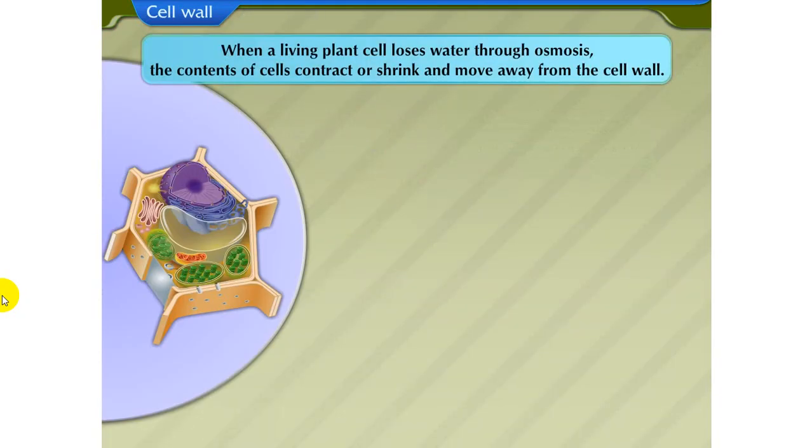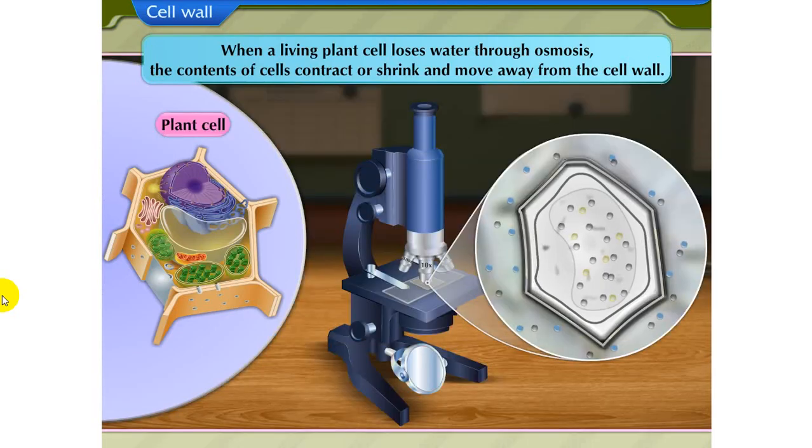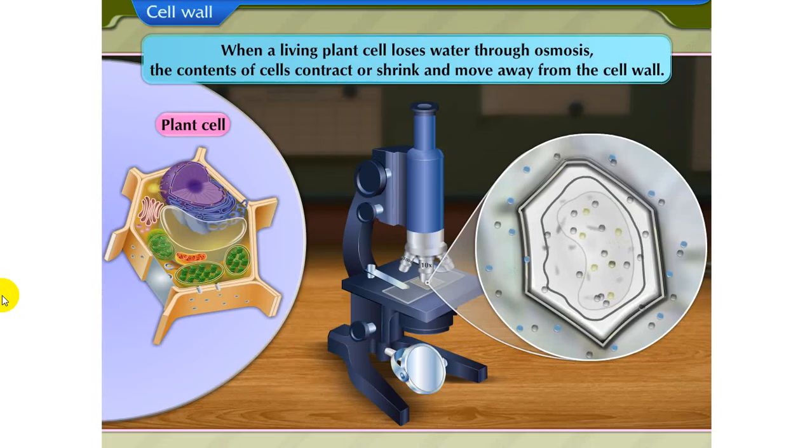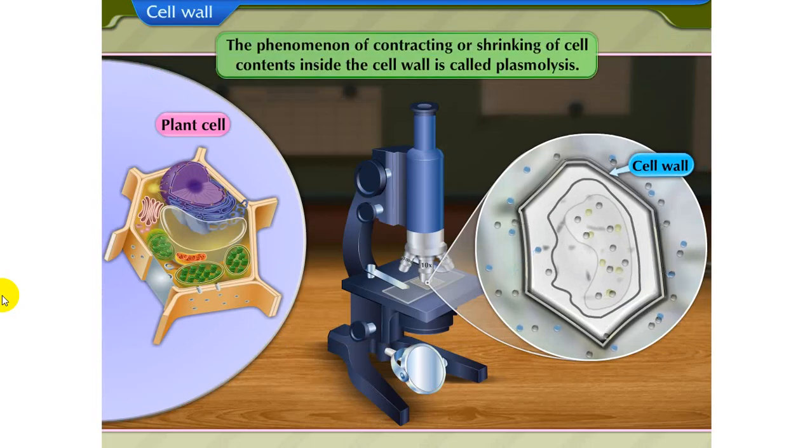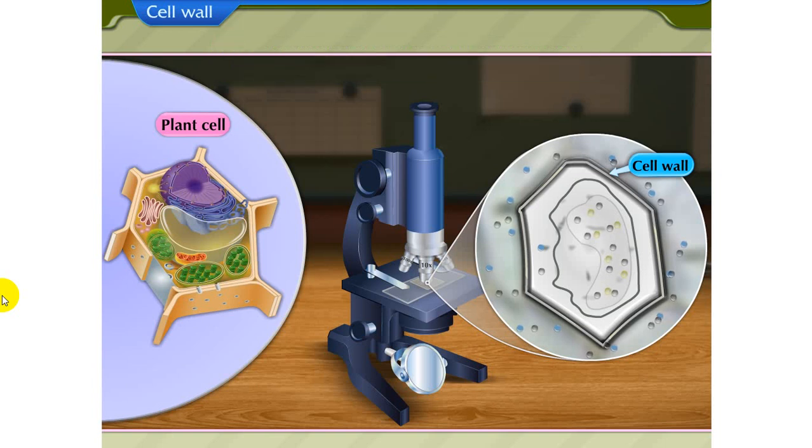When a living plant cell loses water through the process of osmosis, the contents of the cell contract or shrink and move away from the cell wall. This phenomenon of contracting or shrinking of cell contents inside the cell wall is called plasmolysis. Let us understand the phenomenon of plasmolysis with the help of an activity.